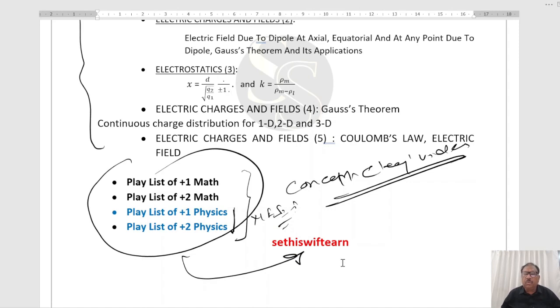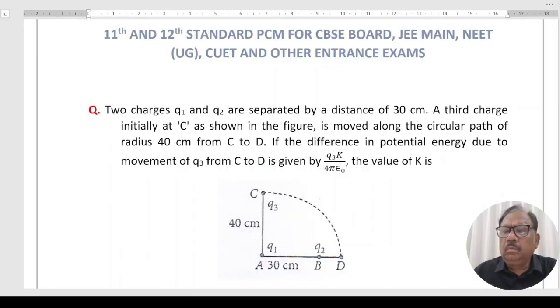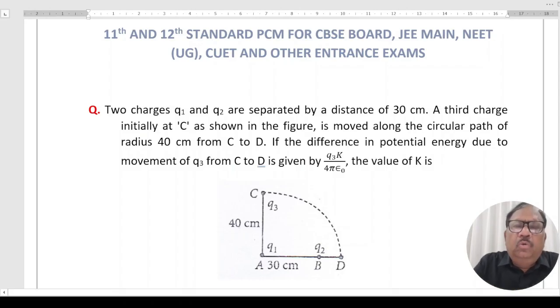Now, let's start with the questions. Question is, two charges Q1 and Q2 are separated by a distance of 30 centimeter. This is charge Q1, this is charge Q2, placed at positions A and B, separation is 30 centimeter. A third charge initially at rest. This is the third charge, Q3. As shown in the figure, it is moved along the circle path of radius 40 centimeter from C to D. This is the initial position of the charge. This is the final position of the charge.